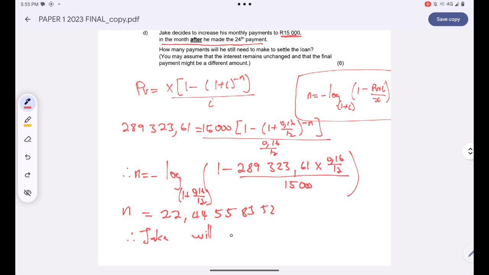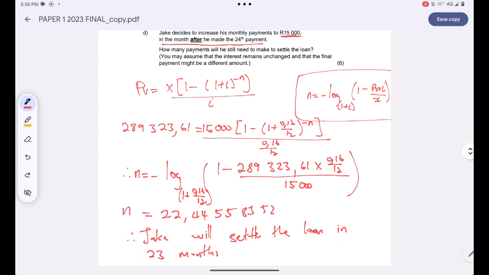will settle the loan in 23 months, or by just making 23 payments.